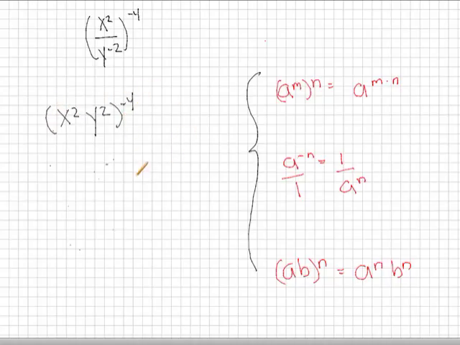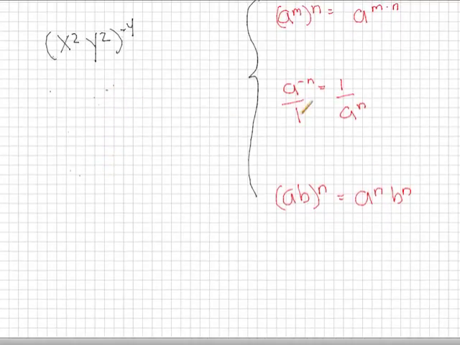Now let's go ahead and get rid of our negative exponents on the outside. We're going to use the same rule. So we're going to flip it. So our x squared, y squared will go on the bottom, and then we're going to switch our negative 4 to a 4. So we end up with 1 over x squared, y squared to the 4th. Flip it and switch it.